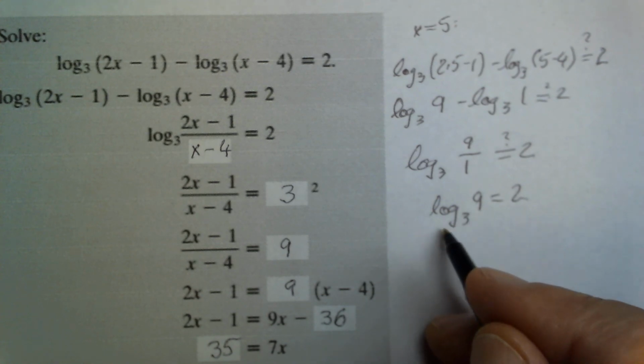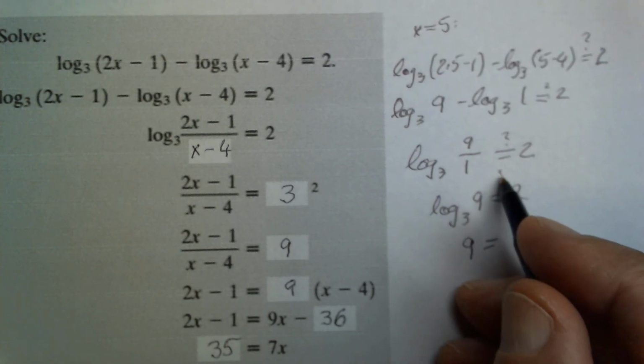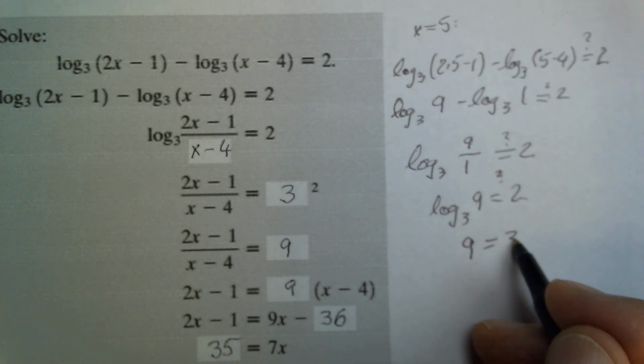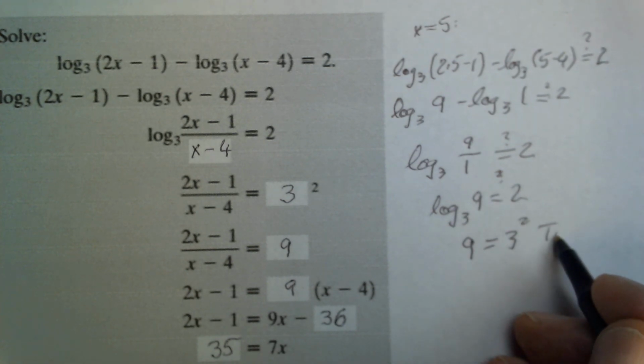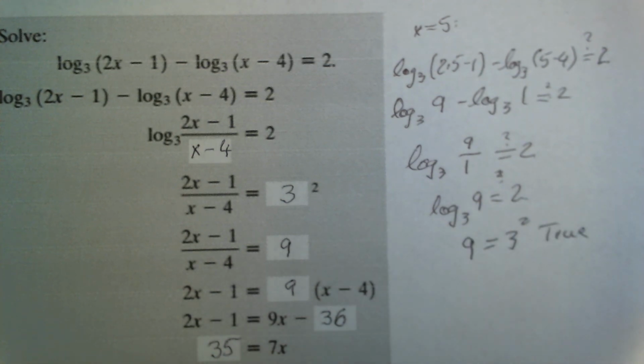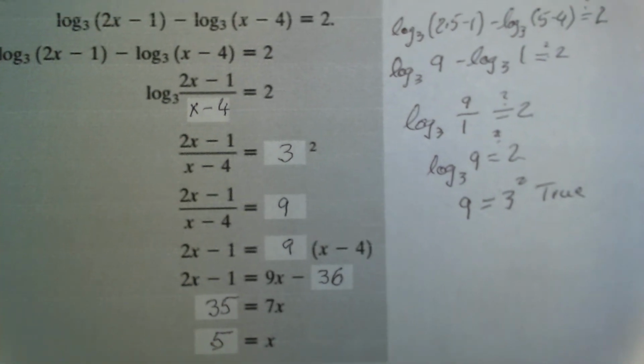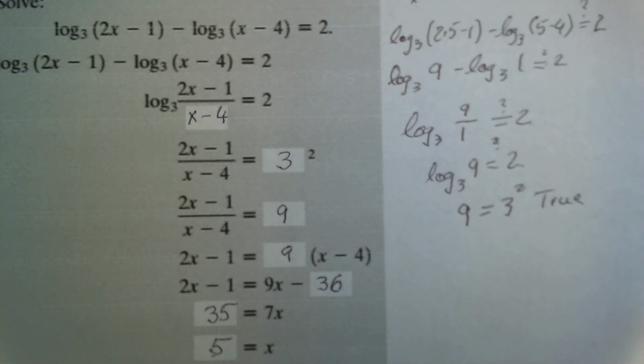Well, this equation means 9 equals 3 to the second, and that is true. So therefore our solution x equals 5 is correct. This concludes section 8.6.